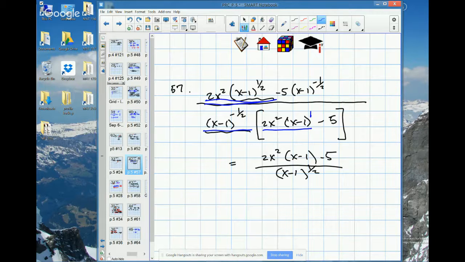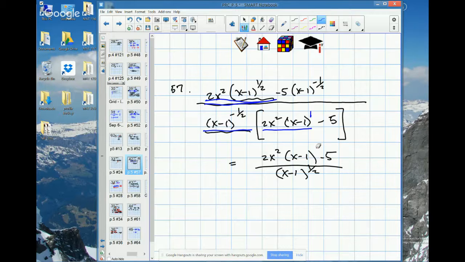On the other side, it's really easy. What happens when you take out an x minus 1 to the negative 1/2? Well, just the minus 5 is left. So that's the most challenging step. Then it's just a matter of can we simplify what's in brackets? Well, there's not a whole lot. We can't really gather anything there. Could I multiply this out? Yeah, but it really doesn't do me a lot of good.